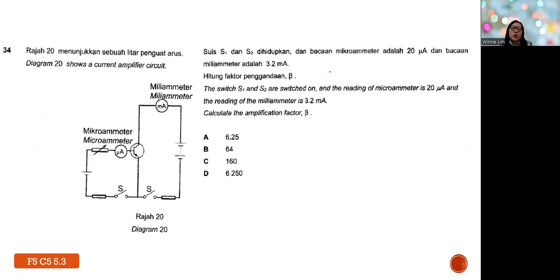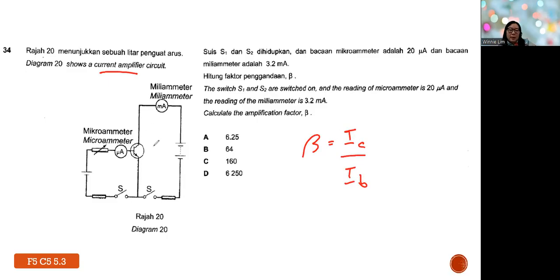34. Diagram 20 shows a current amplifier circuit. The switches S1 and S2 are switched on. And the reading of the microammeter is 20 microampere, and the reading of the milliammeter is 3.2 milliampere. Calculate the amplification factor. So first you need to know the equation for amplification factor. Also, a transistor can have two applications. One is to act as a current amplifier. So the formula is actually IC over IB, collector current divided by base current.